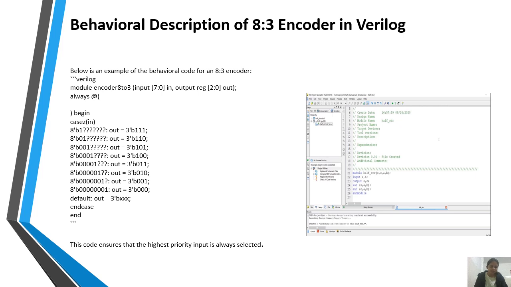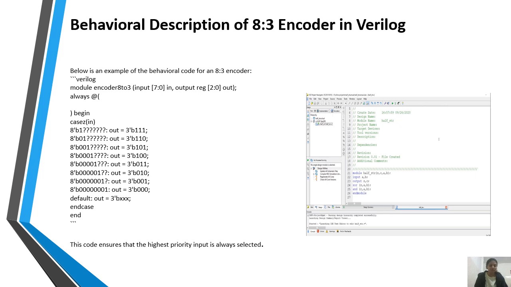Second one is module declaration. This defines the Verilog module. Inputs and outputs: input [7:0] in, an 8-bit input. Output reg [2:0] out, a 3-bit output declared as a register because its value is updated in an always block. Always block triggers whenever there is a change in the inputs. Inside this block, a case statement is used to handle multiple conditions.